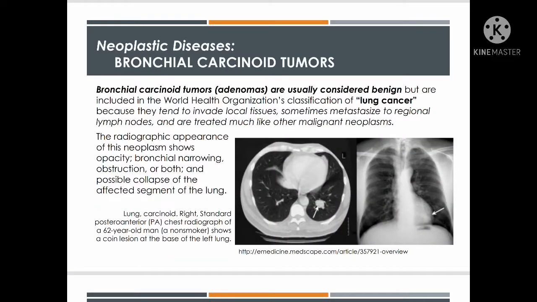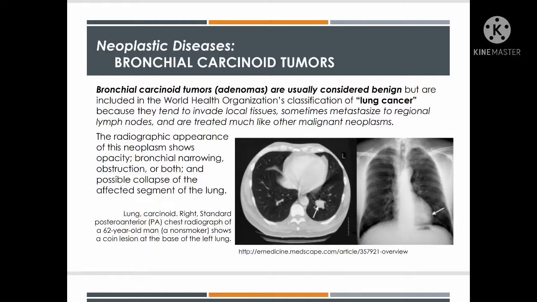Bronchial carcinoid tumors or adenomas are usually considered benign but are included in the World Health Organization's classification of lung cancer because they tend to invade local tissues and sometimes metastasize to regional lymph nodes. They are treated much like other malignant neoplasms. They are rare in occurrence, accounting for less than 1% of all lung tumors.